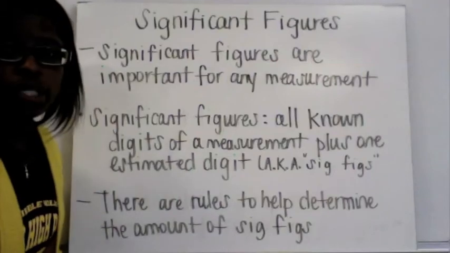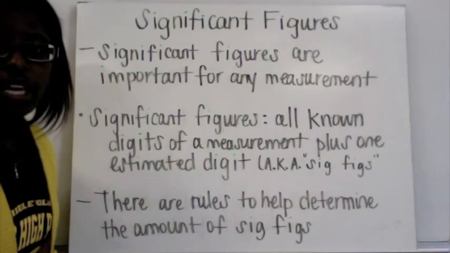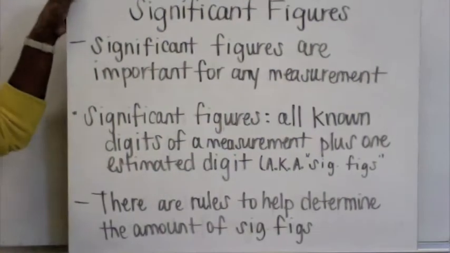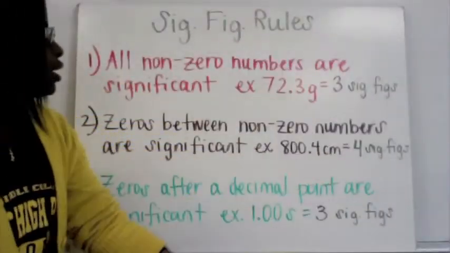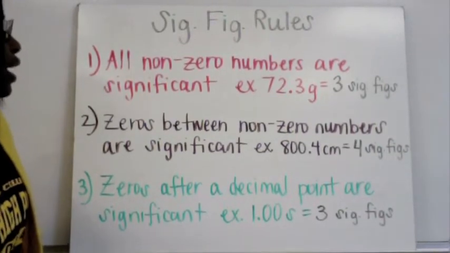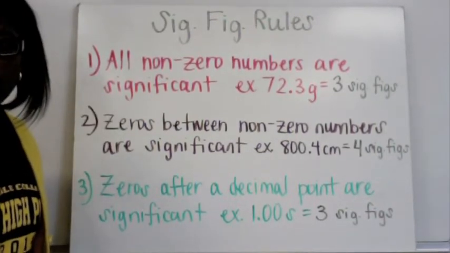There are rules to help you determine the amount of sig figs a number or a measurement specifically has. So let's talk about these rules more specifically. The first rule states that all non-zero numbers are significant.